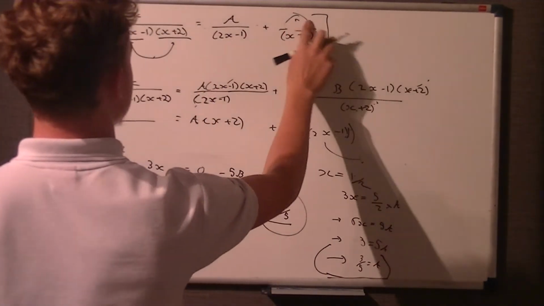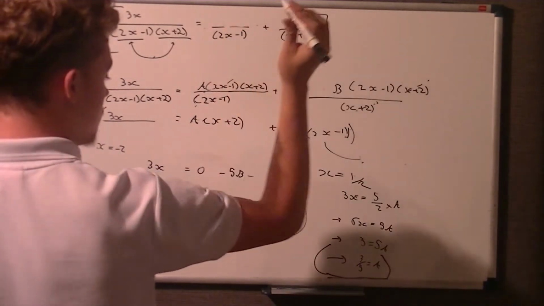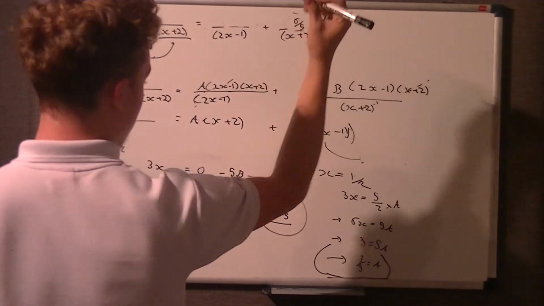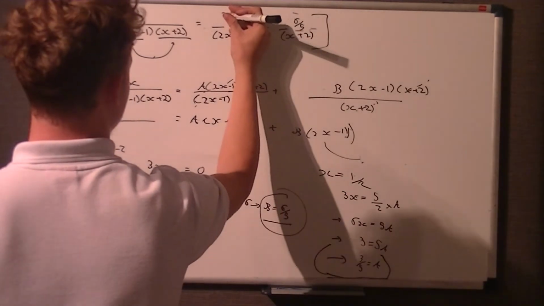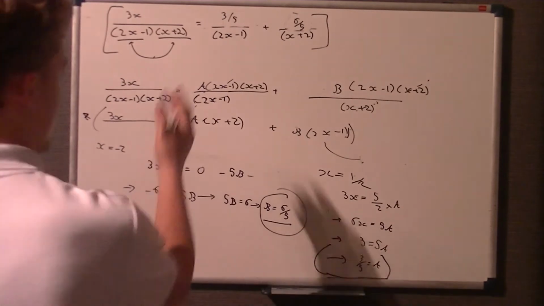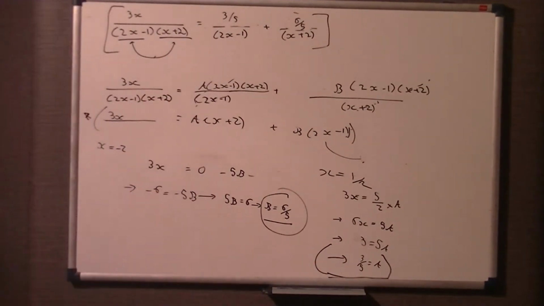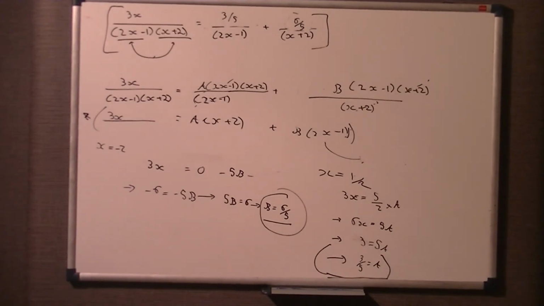So we could just change this. Obviously you'd write it on a new sheet, but b would be 6 over 5 and a would be 3 over 5. And you could put that in there and that would work for any value of x. You could double check it by putting your numbers back in. So hopefully that sort of explains it.